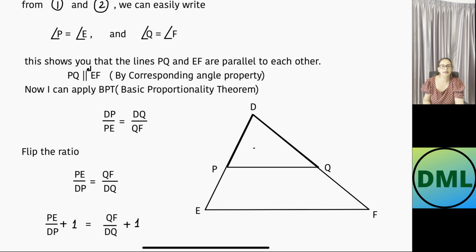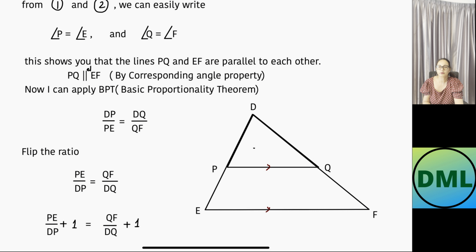By the corresponding angle property, the lines PQ and EF should be parallel to each other. This shows you that the lines PQ and EF are parallel. Now I can apply the basic proportionality theorem here because these two lines are parallel to each other. Let's apply the basic proportionality theorem here.